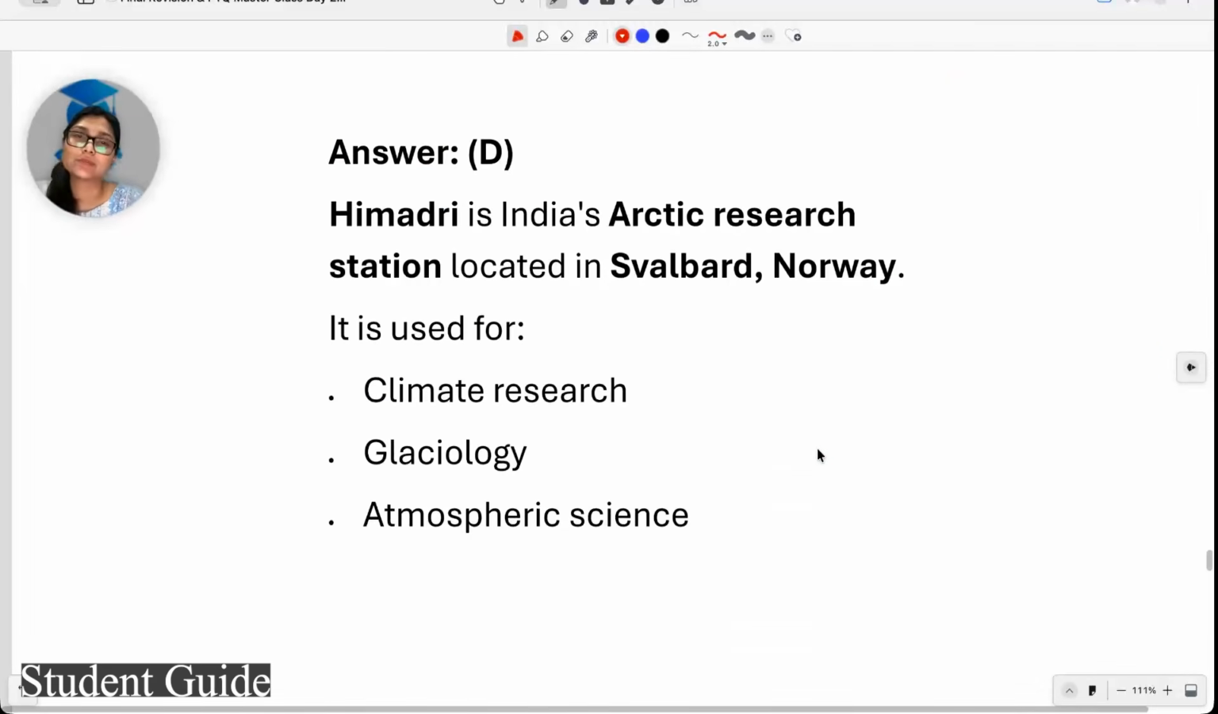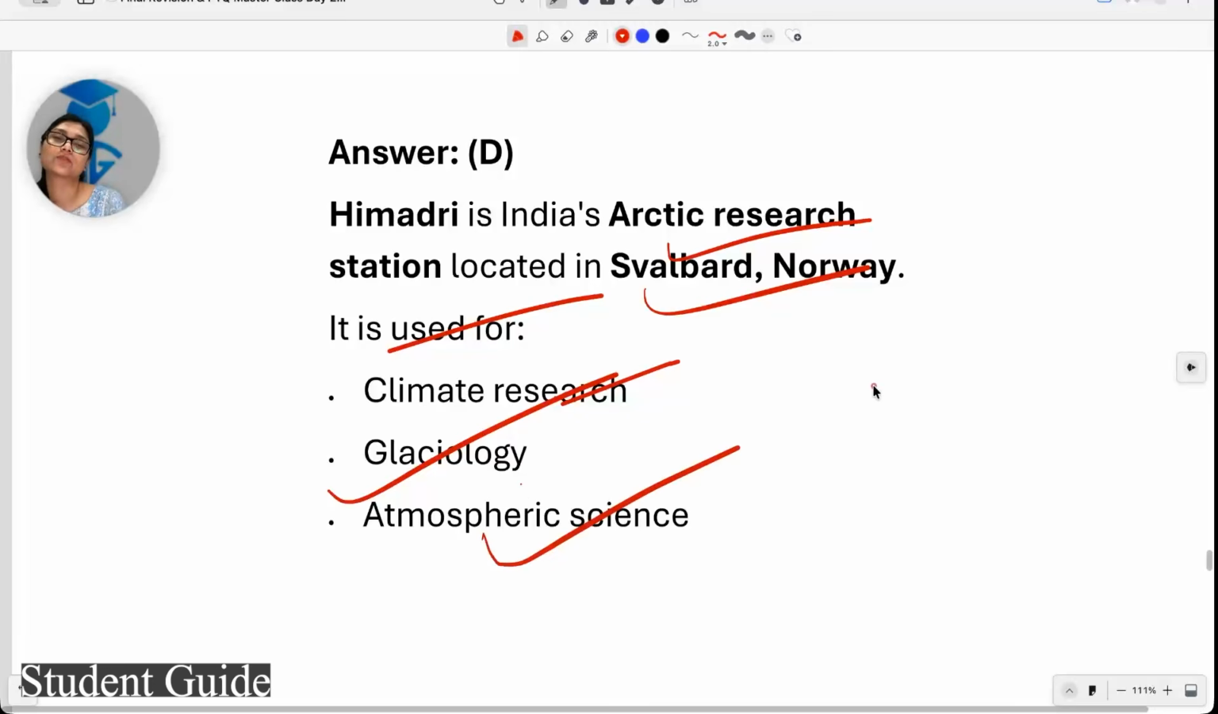So I have given an explanation here also. Himadri is India's Arctic Research Station, basically geological research, located in Norway, and it is used for climate research, glaciology only, and atmospheric sciences.